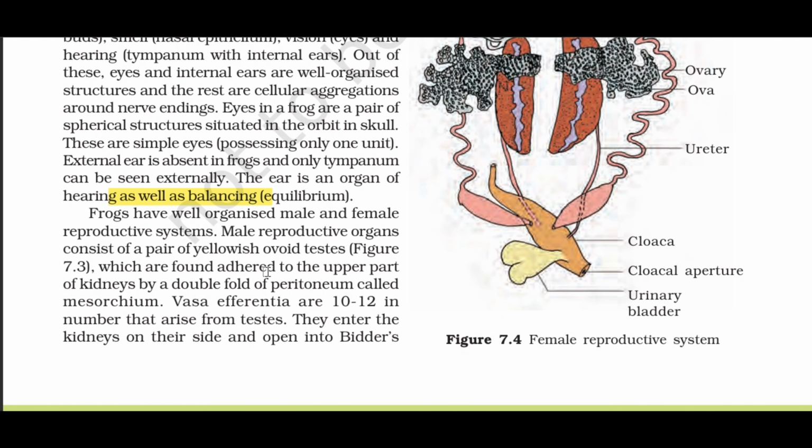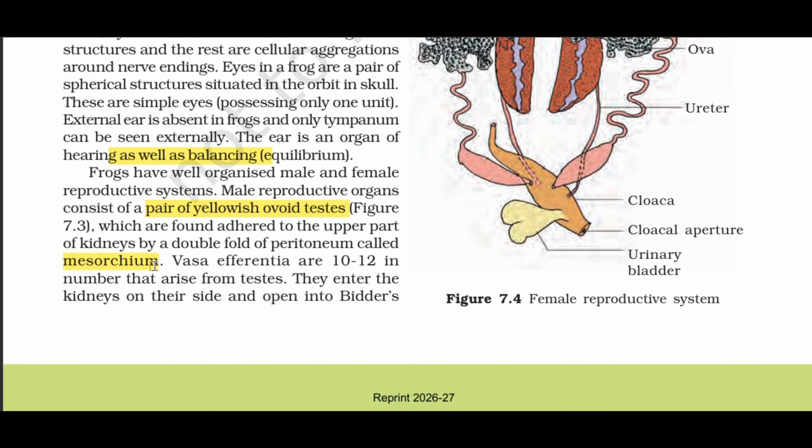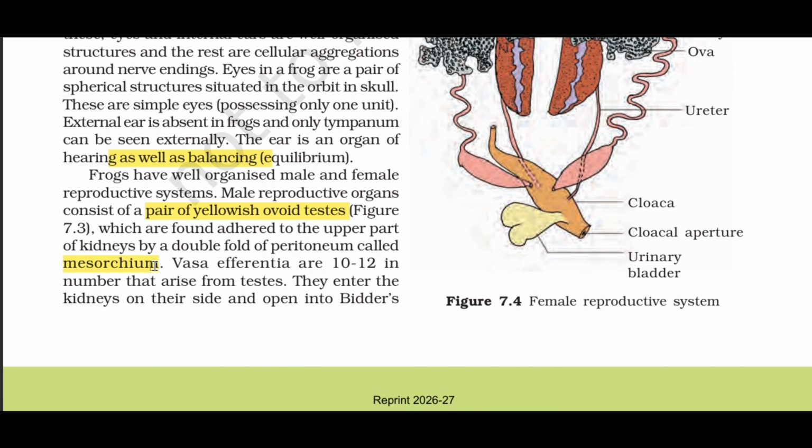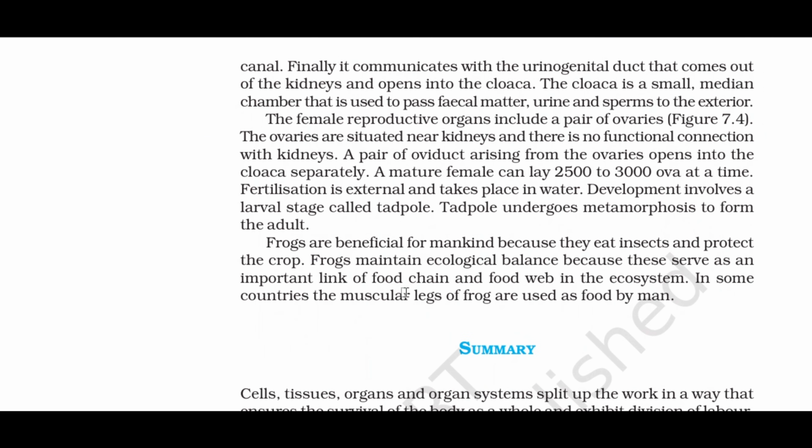Male reproductive organs consist of a pair of yellowish ovoid testes, figure 7.3, which are found adhered to the upper part of kidneys by a double fold of peritoneum called mesorchium. Vasa efferentia are 10 to 12 in number that arise from testes. They enter the kidneys on their side and open into Bidder's canal. Finally, it communicates with the urinogenital duct that comes out of the kidneys and opens into the cloaca. The cloaca is a small, median chamber that is used to pass fecal matter, urine and sperms to the exterior.